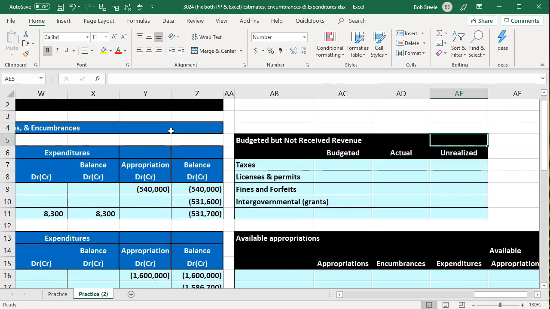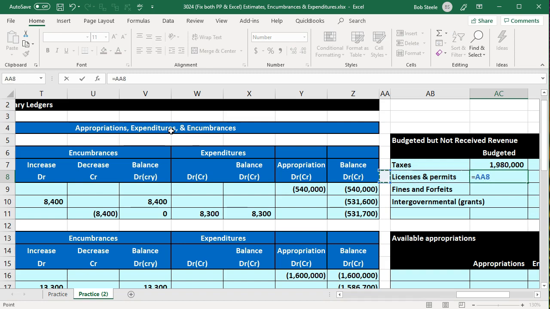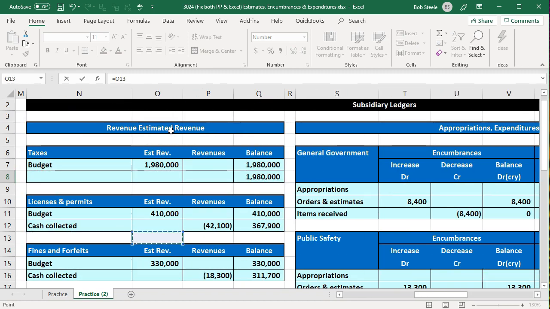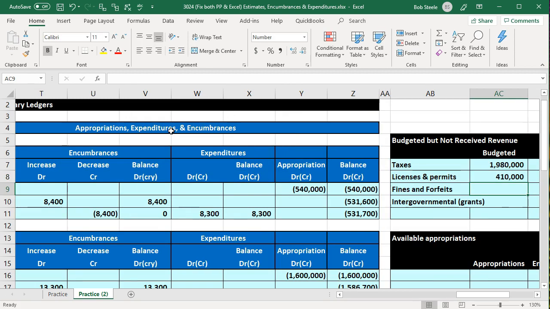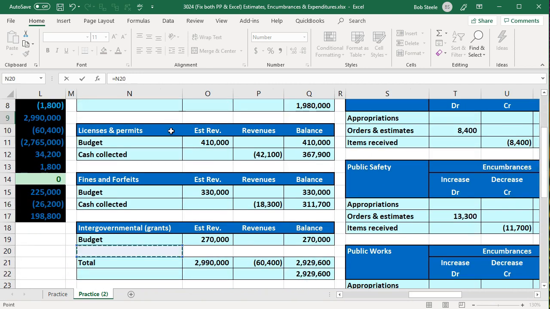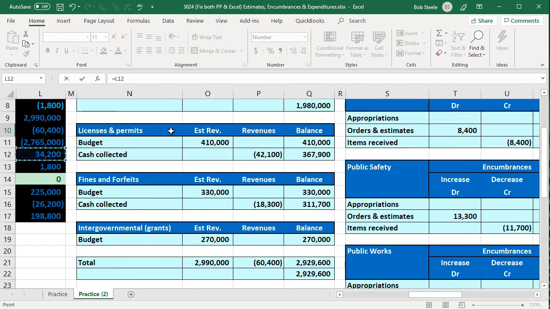And then the budgeted amount, I'm just going to pick up the budgeted amount, is going to be equal to, from the subsidiary ledger, the amount for taxes, the budgeted amount for the license and permits, the budgeted amount for the forfeitures, which we'll just pick up from the subsidiary ledger, and then finally the budget amount for the intergovernmental activity. And there we have that.